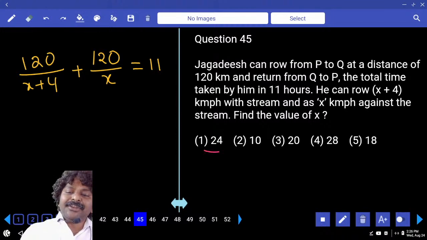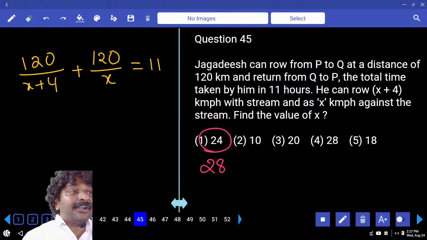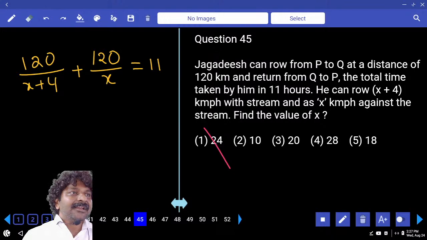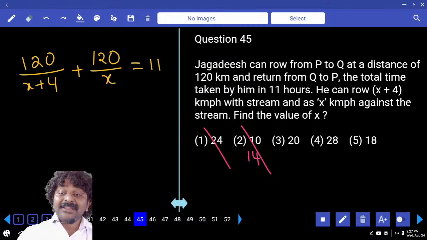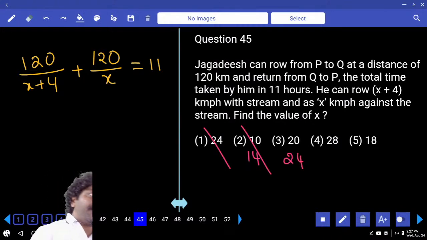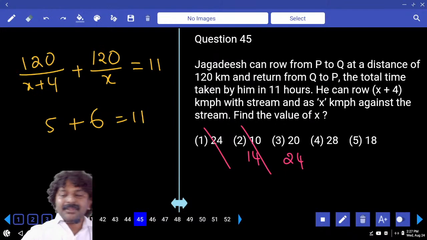If x is 24, is 24 a factor of 120? Next, x plus 4 means 28. Is 28 a factor of 120? First option eliminated. Second option, 10 is a factor, but if you add 4, it becomes 14. Is 14 a factor? No. Is 20 a factor? Is 24 a factor? Now go and verify it. If x plus 4 is 24, then 120 by 24 is 5. 120 by 20 is 6. Is that equal to the right hand side value? Third option is the final answer.